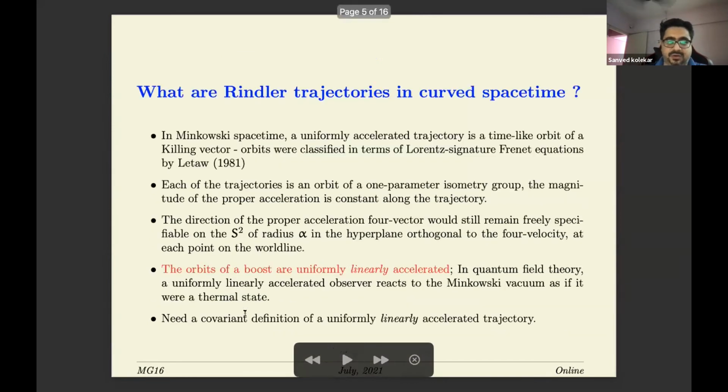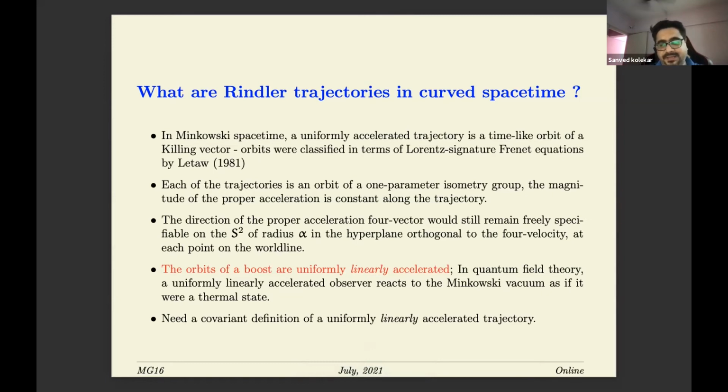Okay. So now let me go to the main question. How do we define the Rindler trajectories in curved spacetime? In flat spacetime, we know they are the orbits of the boost Killing vector, and they are essentially planar. So they lie in one plane. They have uniform acceleration. But the concept of planar is not properly defined in a curved spacetime. So we should have a covariant definition of what we mean by planar trajectories.